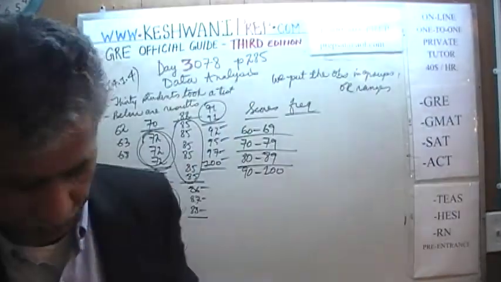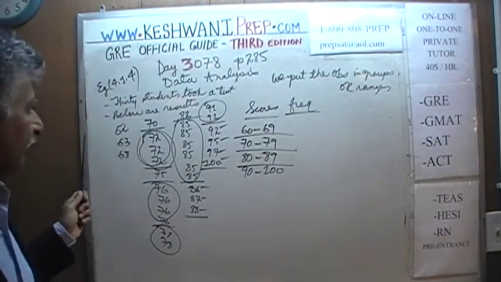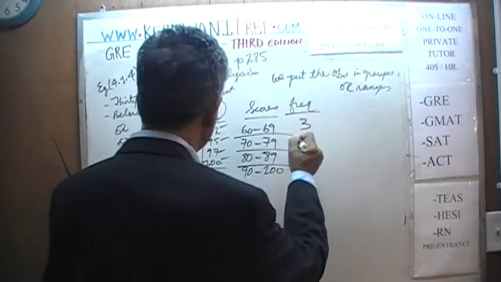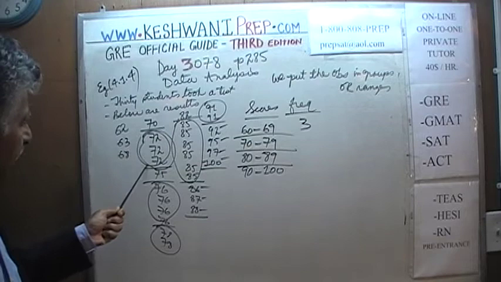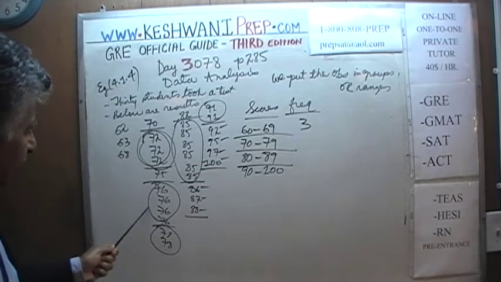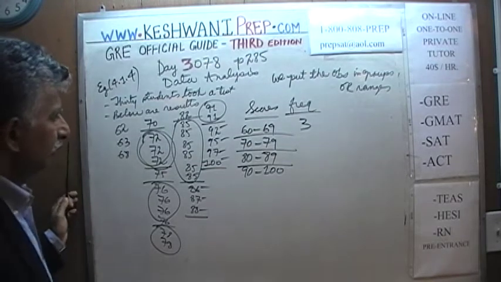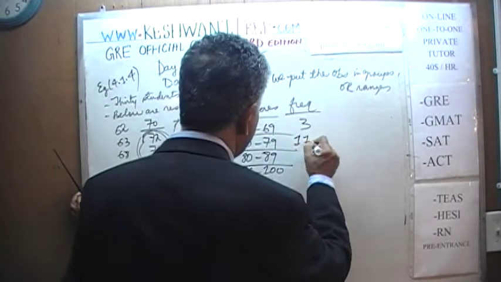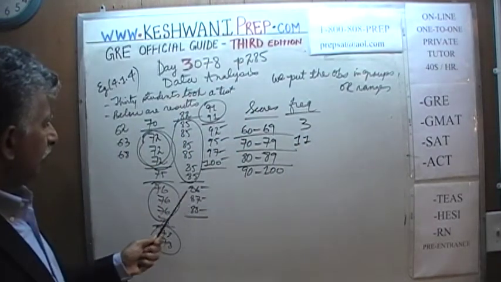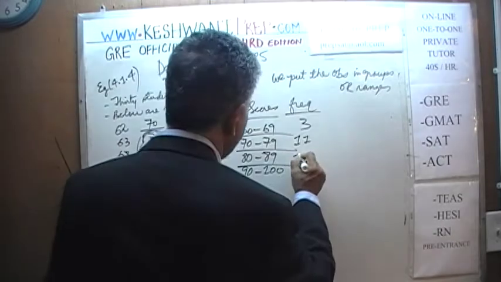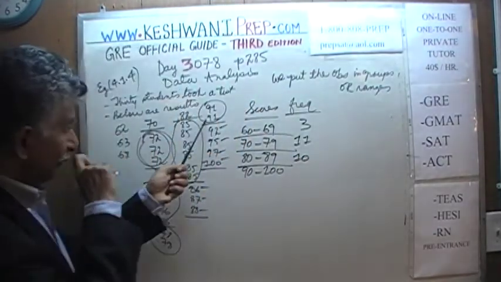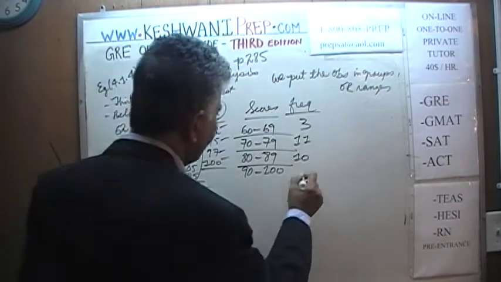So let's see, how many do we have? Between 60 and 69, we have 3. Between 70 and 79, we have 1, 3 here, 4, 5, 5 and 4 is 9, and 2, 11. Here we have 1, 2, 3, 4, 5, 6, that's 9 and 10. And here we have 2, 3, 4, 5, 6.